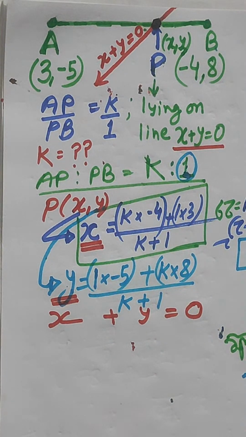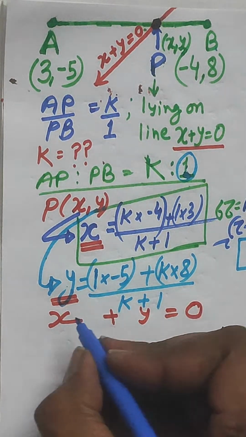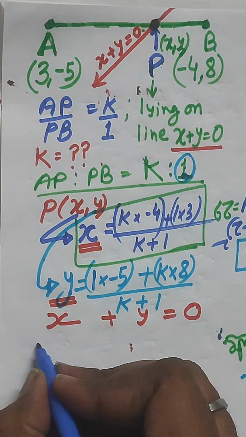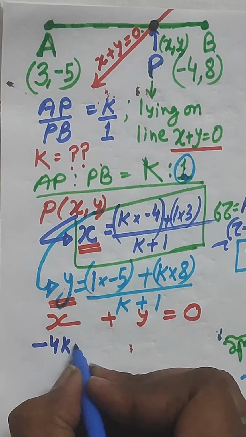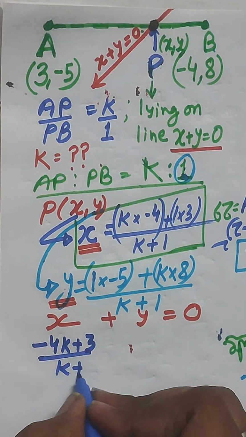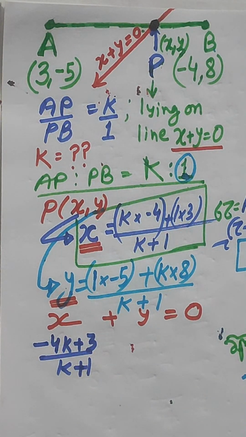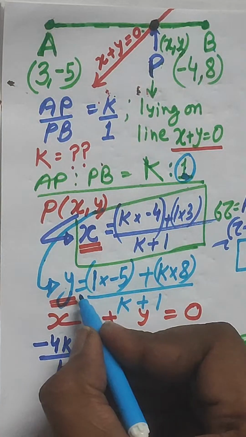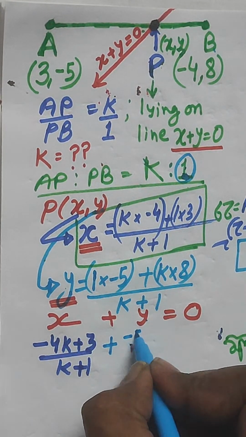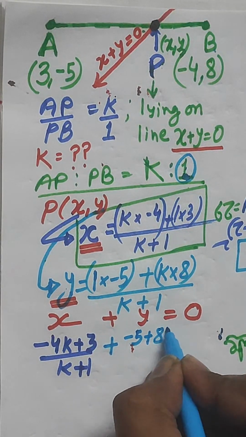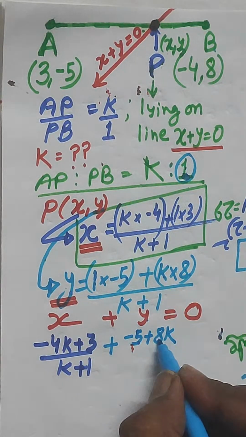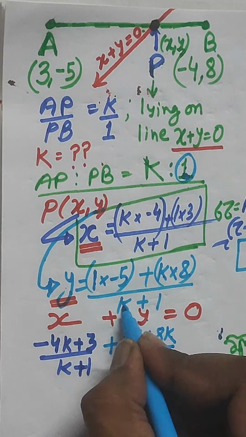Okay, Rudra? Thank you. So here, what is the value of x which we have calculated? Minus 4k plus 3 by k plus 1, right? And what is the value of y? Just put it. Y is minus 5 plus 8k. Minus 5 into 1 is minus 5. 8 into k is 8k divided by k plus 1.